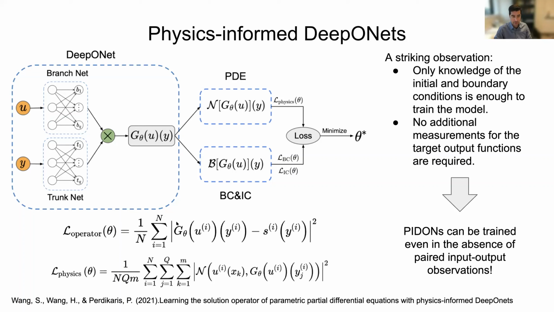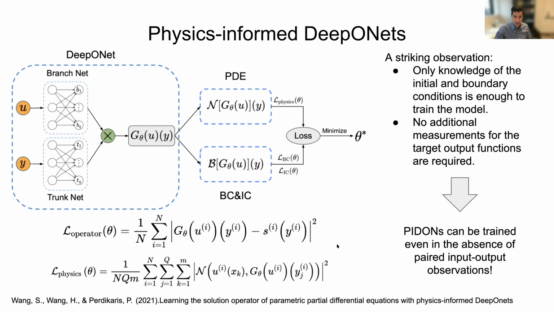So only knowledge of initial and boundary conditions is actually enough to train the model by fitting those boundary conditions through this operator loss in conjunction with satisfying this physics law that penalizes the residual of the ODE or the PDE. And this is really interesting because it basically removes the need for running any other simulations in order to generate training data sets. So the fact that you know the governing equations of the problem is enough to actually train this DeepONet model in the absence of paired input-output observations generated by numerical solvers. So that was quite a striking observation.